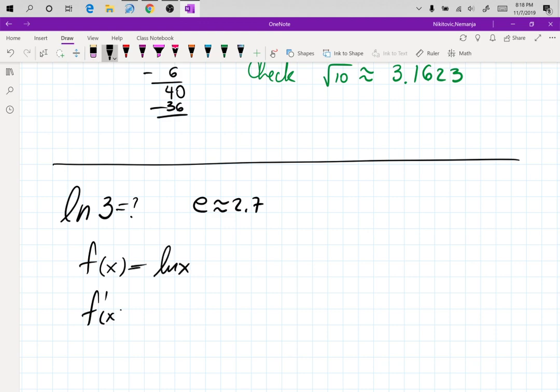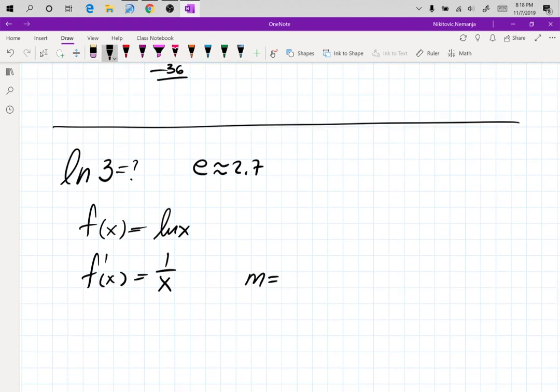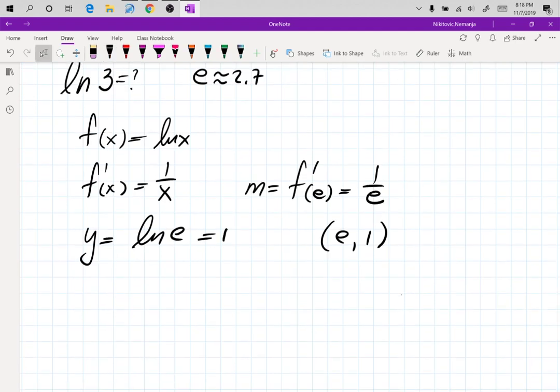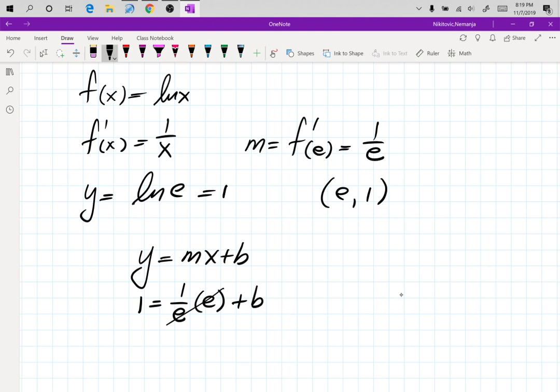So now my function is ln x. My derivative is 1 over x. The slope m is the derivative computed at e, which is 1 over e. The y value is ln of e, which is 1. That gives me (e, 1) as a point and slope of 1 over e. What is my tangent line? Well, y equals mx plus b. My y is 1. My m is 1 over e. My x is e, plus b. These guys cancel, right? And I get b equals 0.